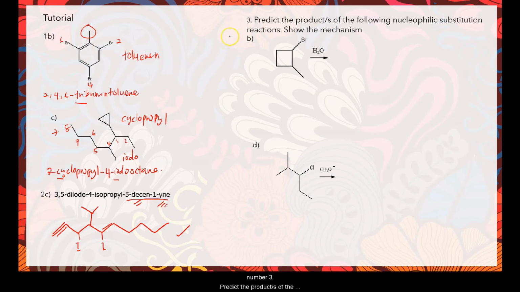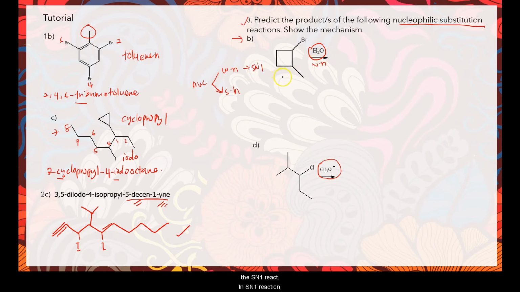Next, we look into question number 3. Predict the product or products of the following nucleophilic substitution. For this type of question, the first thing you need to do is to look into the type of nucleophile, either weak or strong, as different nucleophiles produce different types of substitution reactions. For question number 3b, the compound reacts with water, which is a weak nucleophile. That means the compound will undergo the SN1 reaction.